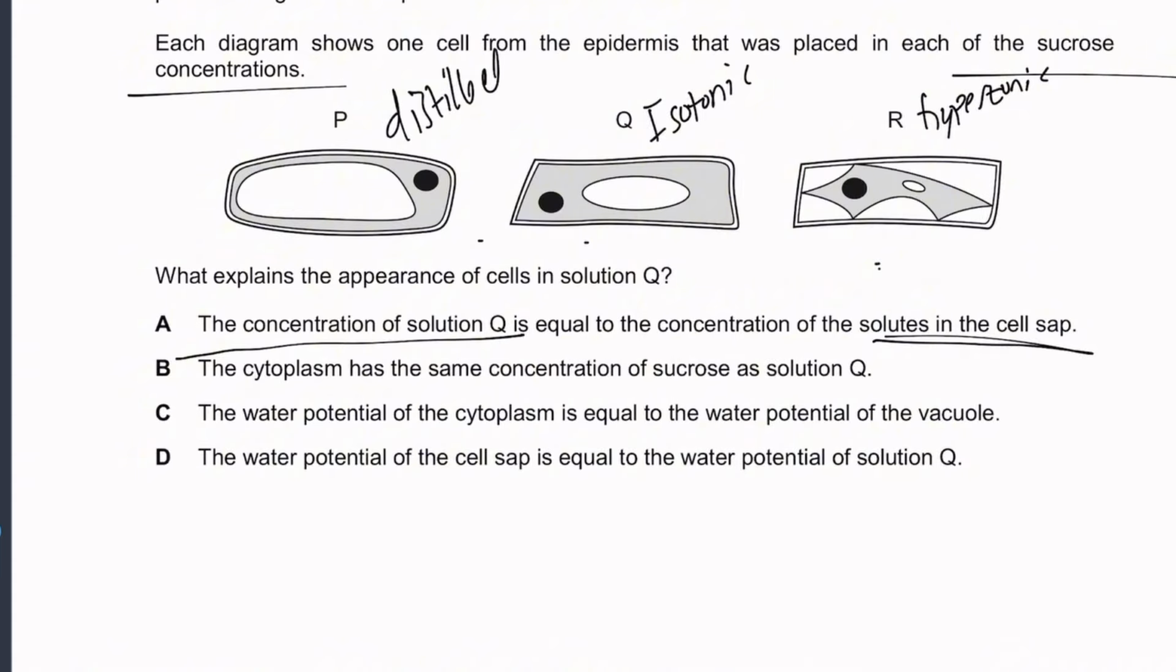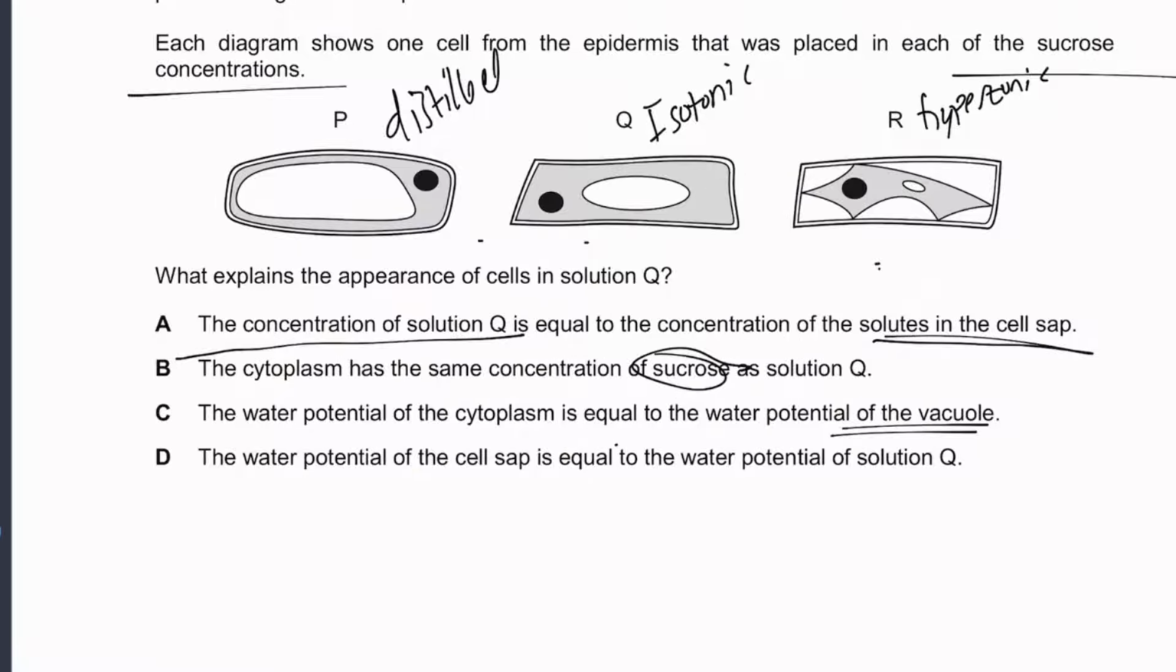The cytoplasm has the same concentration of sucrose as solution Q. The cytoplasm having the same concentration of sucrose specifically is really not the answer, because sucrose is just one thing, whereas inside we have a whole bunch of other molecules. The water potential of the cytoplasm is equal to the water potential of the vacuole. That's a bit confusing. Why would we care about the vacuole?